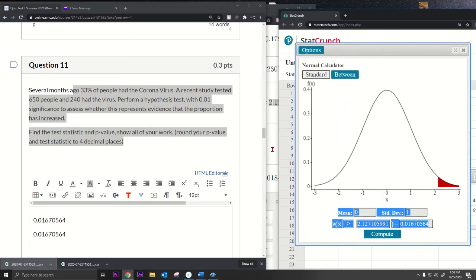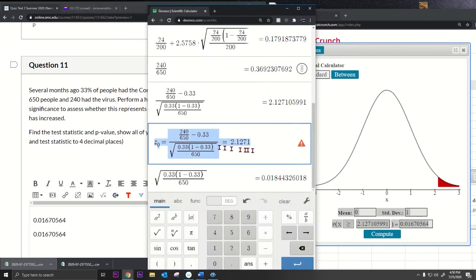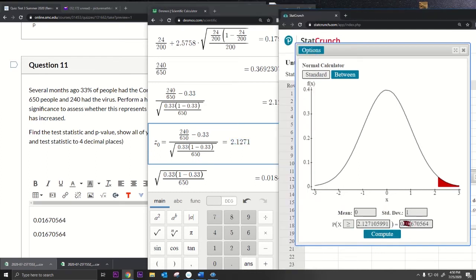And then for your test statistic, because it says show all work, right? So for the test statistic, this is your work. So 2.1271, that's your test statistic. And this is your p-value. Okay, next one.